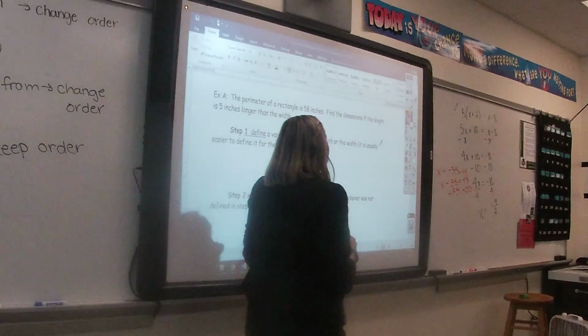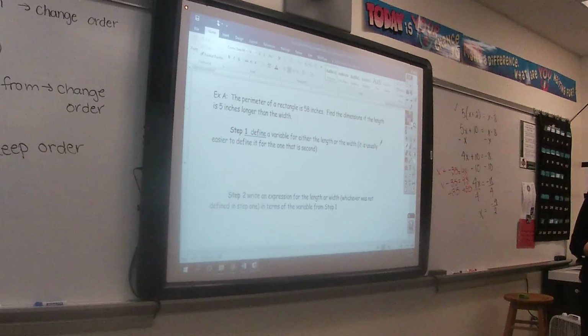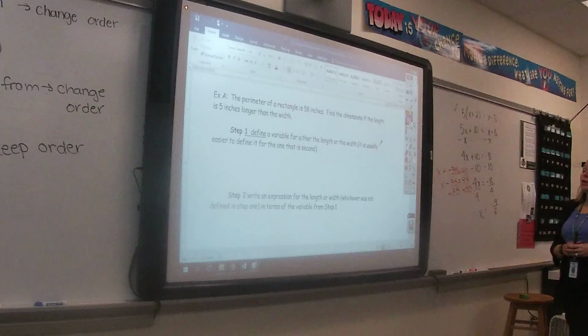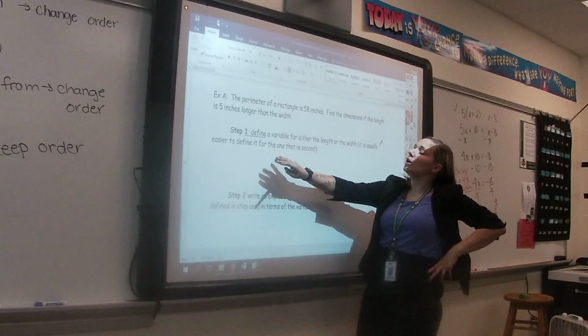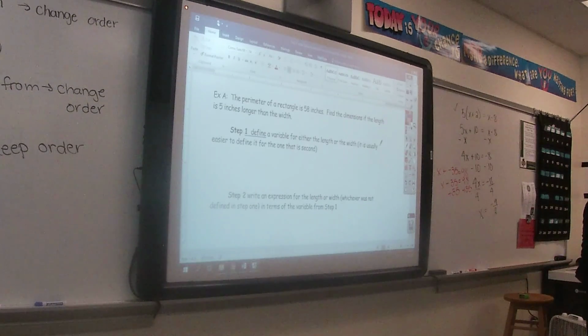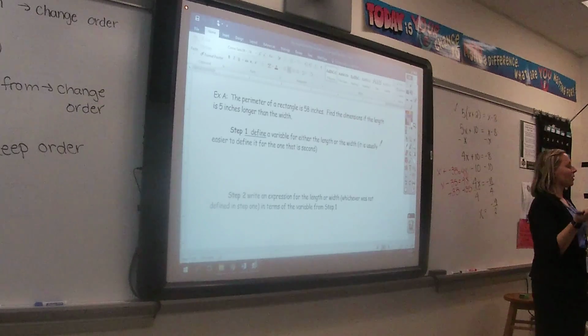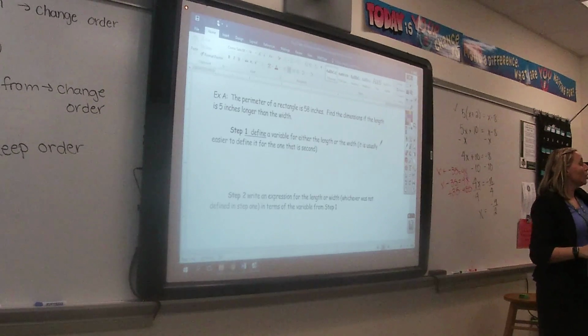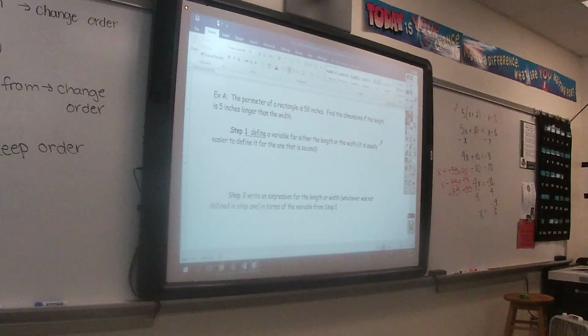Whenever we read a story problem like this, we should agree that it's asking us to find two things. It's asking us to find the dimensions, plural, two things, the length and the width. Step one that we want to do every time is define a variable for either the length or the width. There isn't a correct answer, but it's always easier to define whichever one we read second. And you're like, read second where? It is all based on one important piece: whatever our two unknowns are and how they are related together.